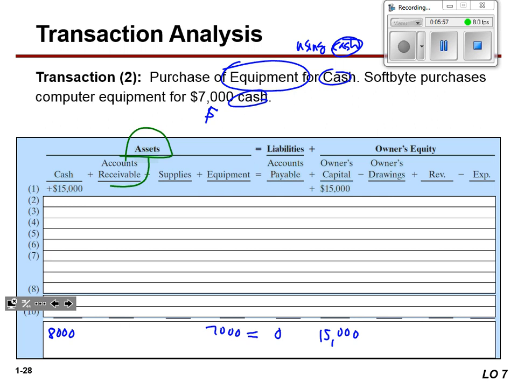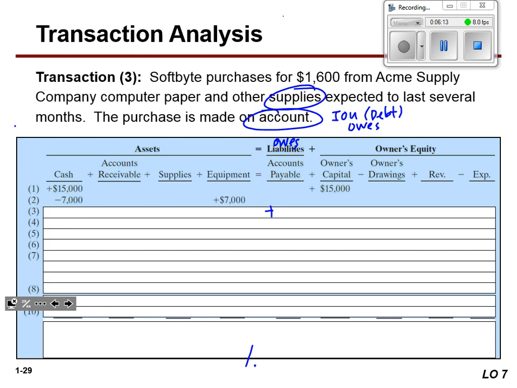But here, this is just the asset umbrella because we're gaining equipment, but we're using cash to pay for it. So you see equipment go up and you see cash go down as a result. Okay. The third one we did, we bought supplies.